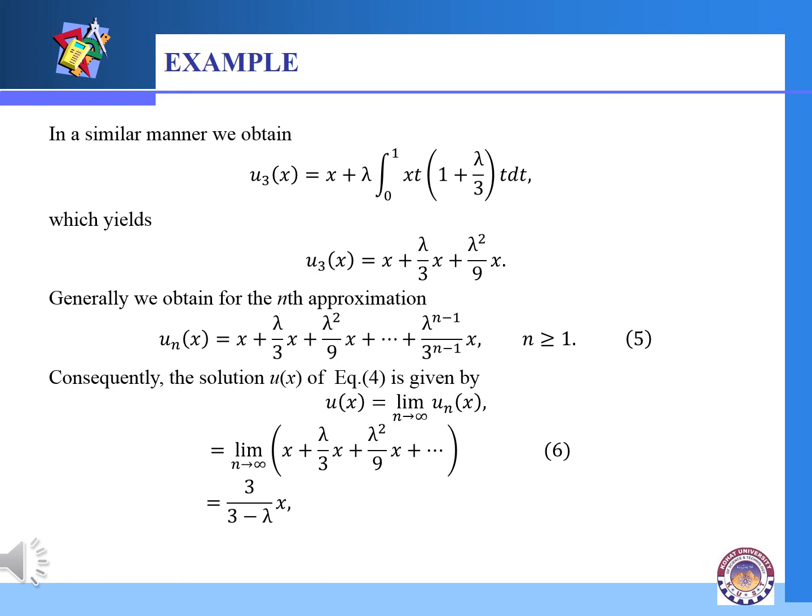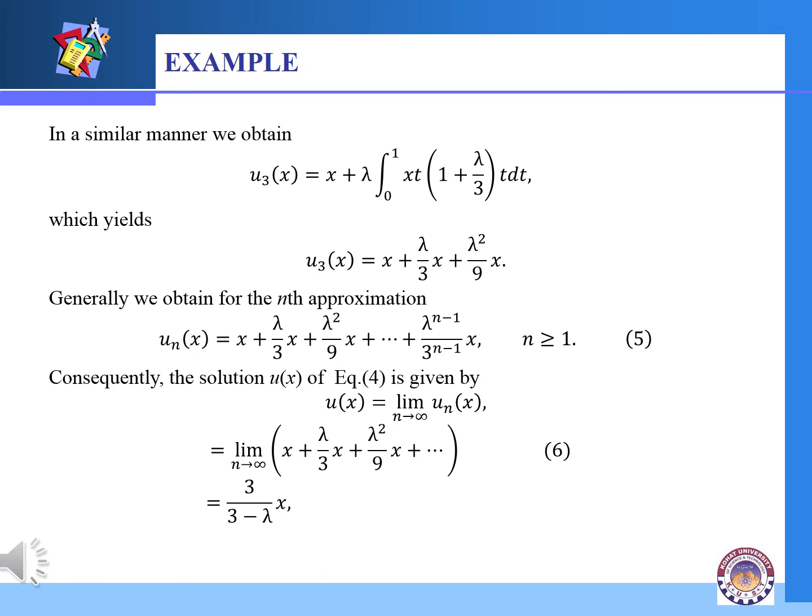Generally, we obtained for the nth approximation un of x is equal to x plus lambda by 3x plus lambda square by 9x plus and so on, lambda power n minus 1 by 3 power n minus 1 x, where n is greater than or equal to 1. In equation 5, by plugging n equal to 1, we get the first approximation, then n equals 2, we get the second approximation, and so on. Consequently, the solution u of x will be equal to the limit n tends to infinity of un of x. So by plugging the value of un of x, we have equation 6.